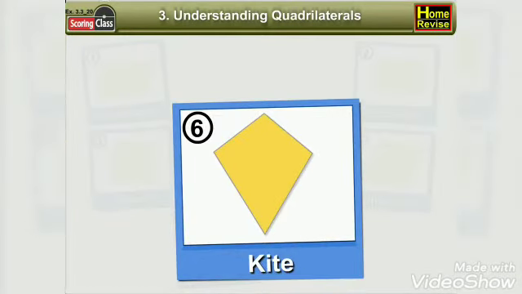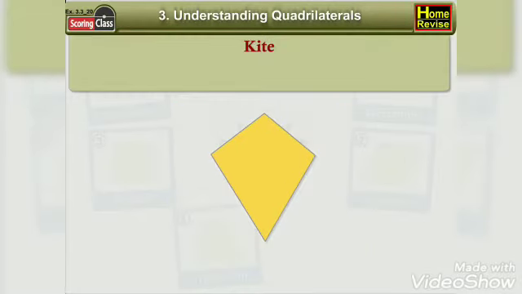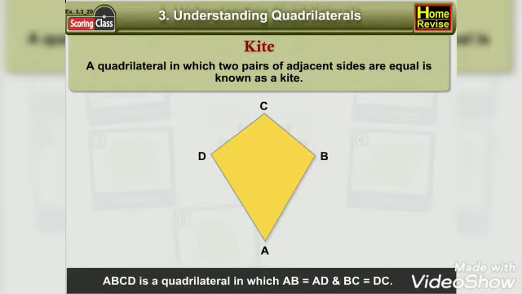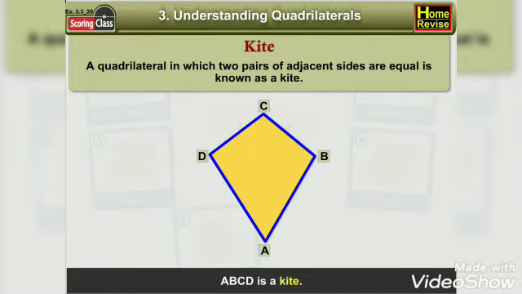Number 6. Kite. A quadrilateral in which two pairs of adjacent sides are equal is known as a kite. In the figure, ABCD is a quadrilateral in which AB is equal to AD and BC is equal to DC. Therefore, ABCD is a kite.